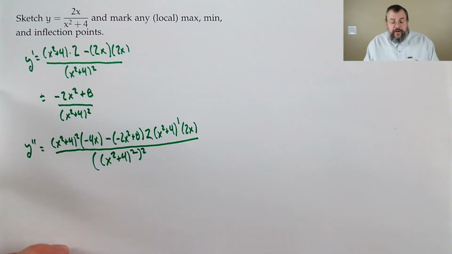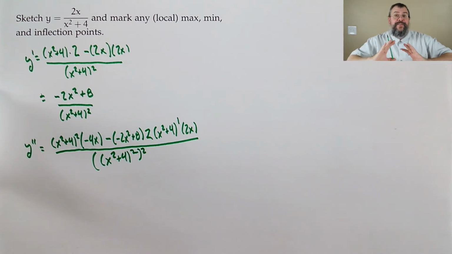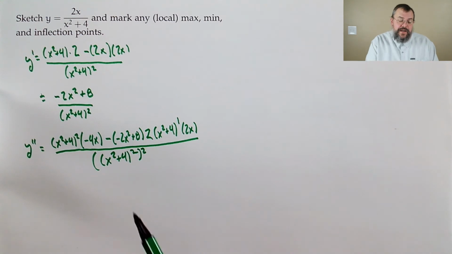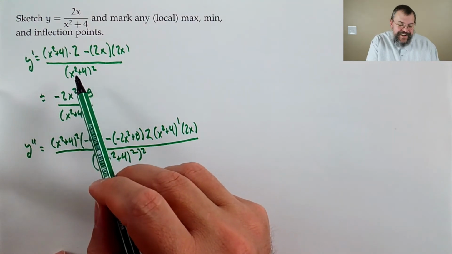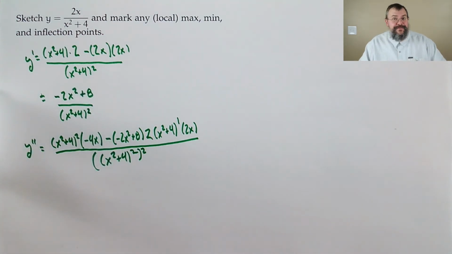Okay, now let's clean that up because we really want to get a handle on what's happening to this. Where is it 0? Where is it undefined? Actually, let's do the undefined. Is this ever undefined? And the answer is no. There's no problems because the only thing we might be worried about is the denominator, but x squared plus 4 is positive. Life is good. Life is great.